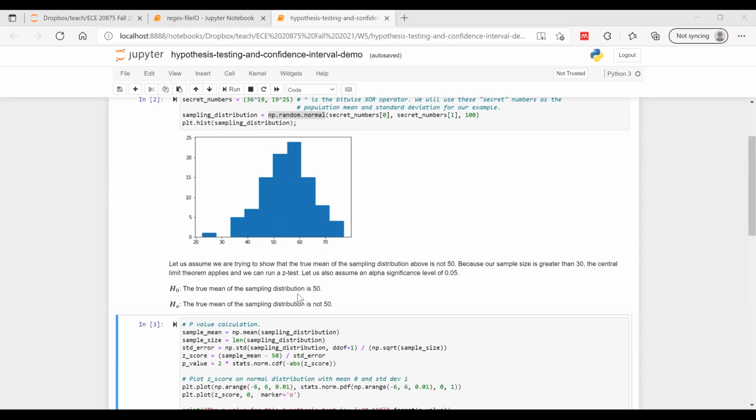But now we want to do the following. We want to make a hypothesis test to say whether the mean is 50 or not. So we make our null hypothesis to say the true mean of the sample distribution is 50. 50 is here, so it looks like more or less our hypothesis is true. But at the moment we don't know, so we want to find out. If we reject the null hypothesis, then we fall back to our alternative hypothesis, which says the mean of the sample distribution is not 50.